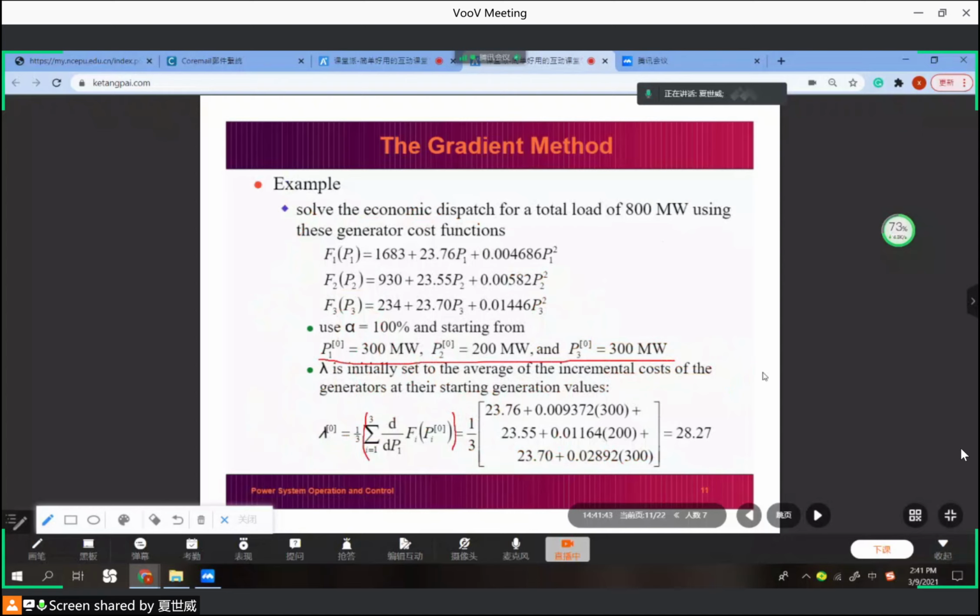So this part is df1, dp1. This part is df2, dp2. And this part is df3, dp3. So you just add these 3 terms, sigma i from 1 to 3. And this is the average. So you will get the initial value of this point.